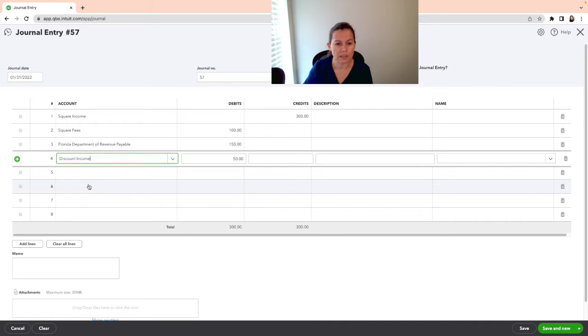We're going to do it on the Square income. So there you have it. Right? So there's two accounts here. There's one account here that's going to go into your balance sheet, which is the sales tax payable, and the Square fees, and this discount income or refunds, whatever account you have, that's going to go to your profit and loss. So balance sheet and then profit and loss. Okay. All right. So you would save this.